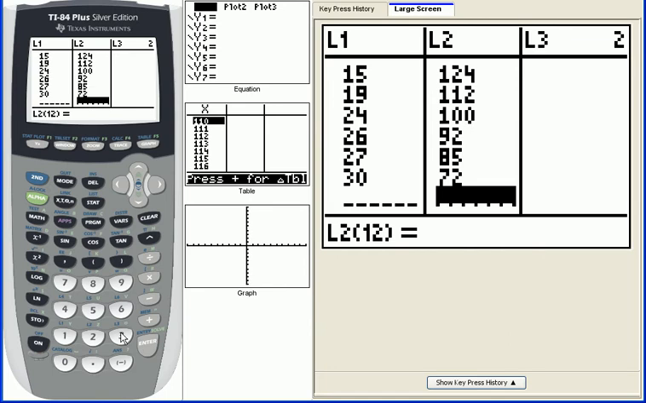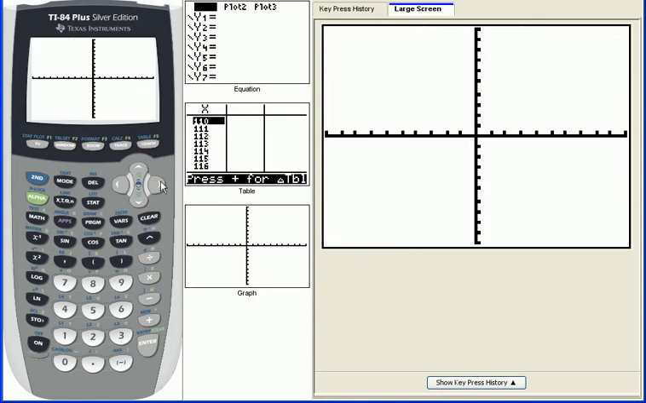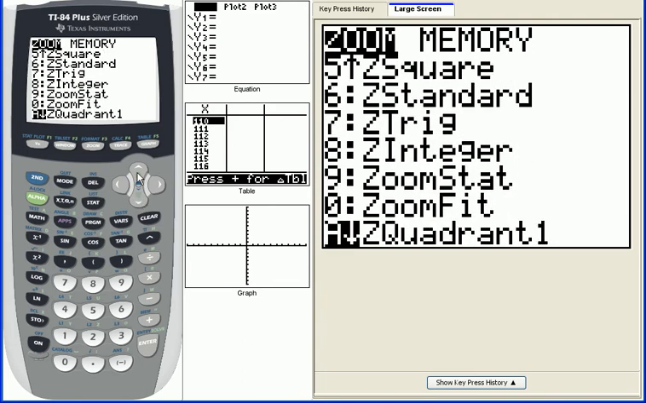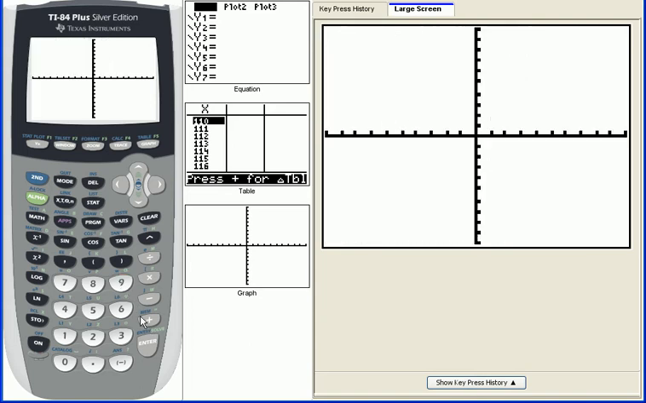Enter. Now if we want to see our actual data in our graph, you don't just go to your normal graph, your 10 by 10. You're not going to have anything here. You need to hit zoom and then 9, because zoom 9 is your zoom stat. So you need to hit 9, and that should regraph it.